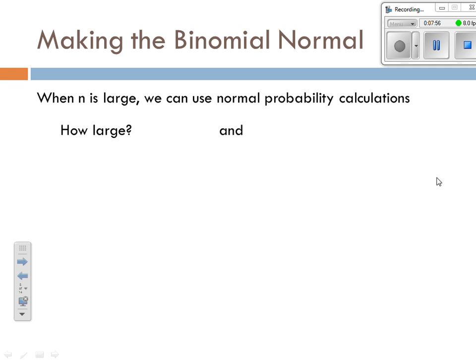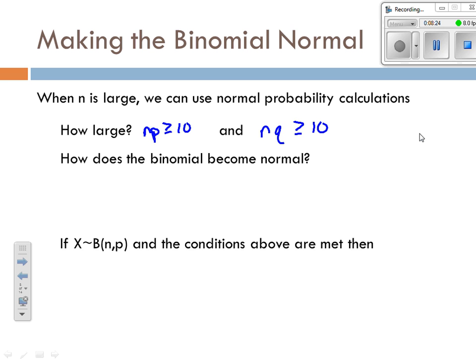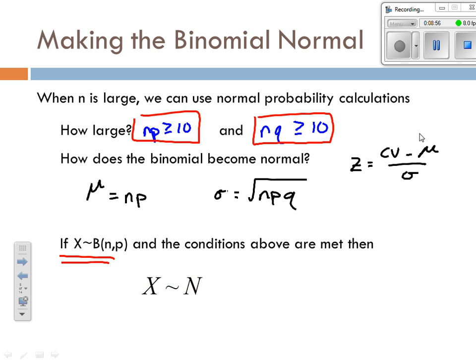So we can actually take some of these into a normal situation. If we have a big sample size, we've got to have a very big sample size, typically. So what needs to happen: n times p has to be greater than or equal to 10, and n times q has to be greater than or equal to 10. So how does it then become normal? Well, remember for a normal calculation, to do z we need some critical value minus a mean over a standard deviation. Well, we just saw that the mean is going to be n times p, and the standard deviation is the square root of npq. So if it's binomial, and these two conditions, np is greater than or equal to 10 and nq is greater than or equal to 10, then we have a normal distribution, and our new mean is n times p, and our new standard deviation is the square root of npq.